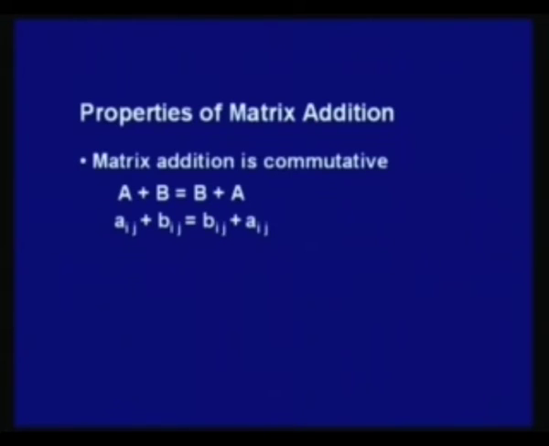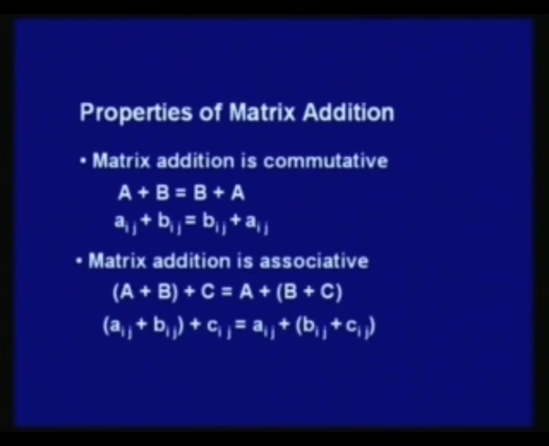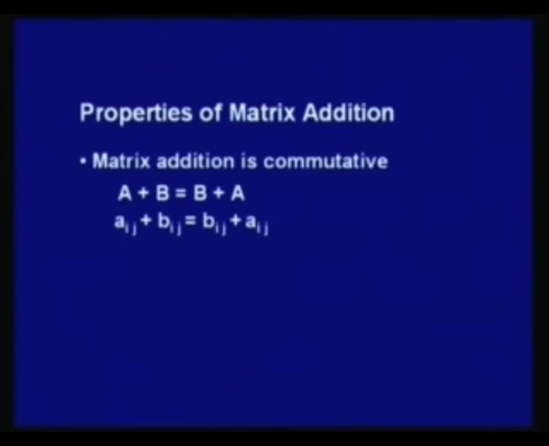Similarly, one can easily establish that matrix addition is associative. By this I mean to say that you first add A and B, and in the sum you add C. What you get is the same as you add B and C first and then add A. So, the order of addition is not important. We have 3 different matrices. You first add A and B and then add C, or you first add B and C and then add A, the result is the same.